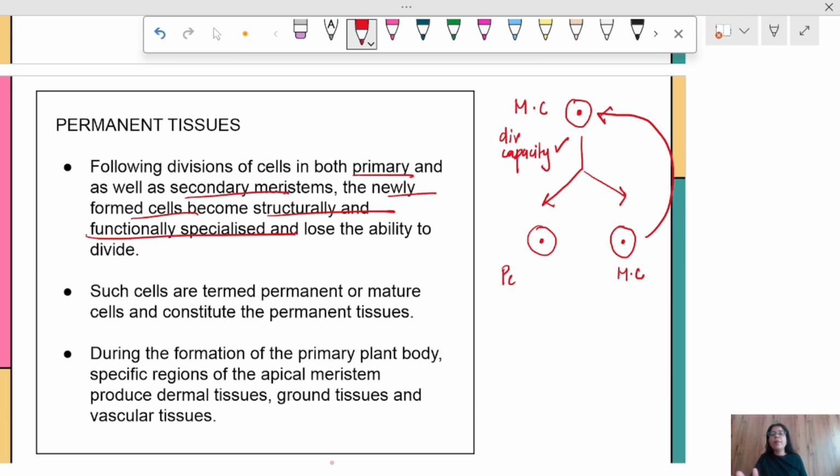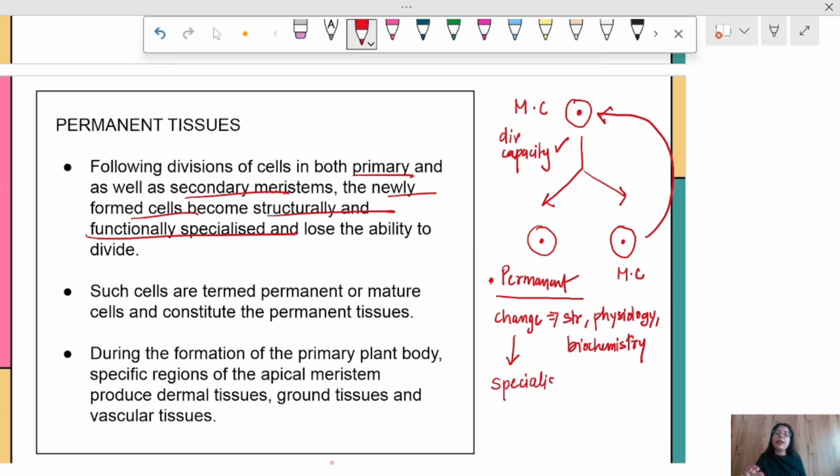Another cell is going to become permanent. Permanent means that it is not going to divide. So now it is going to change its structure, maybe its physiology, and its biochemistry. Everything in this cell, whatever is required to do a particular function, will change, and that change will result in the formation of a specialized cell, specialized for a particular function.